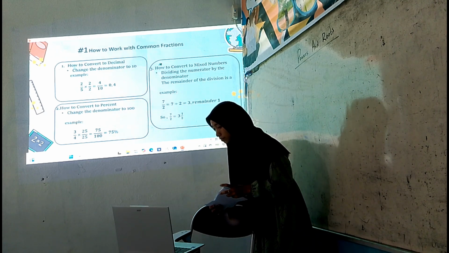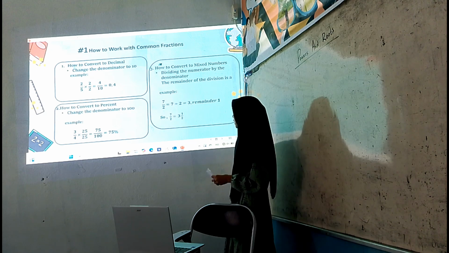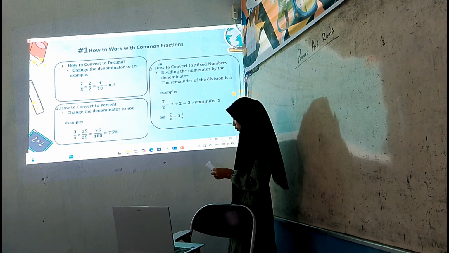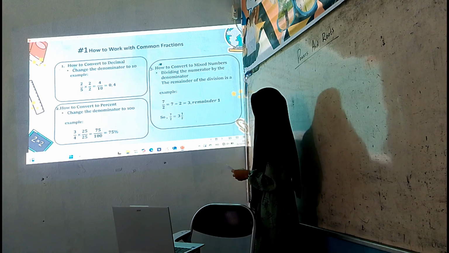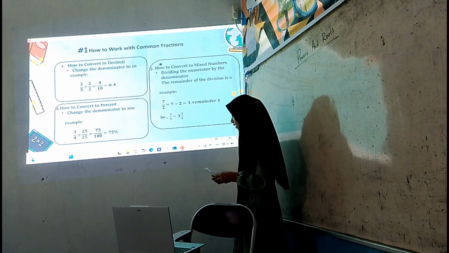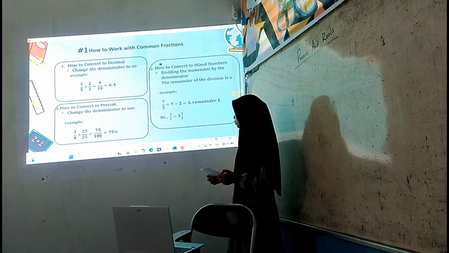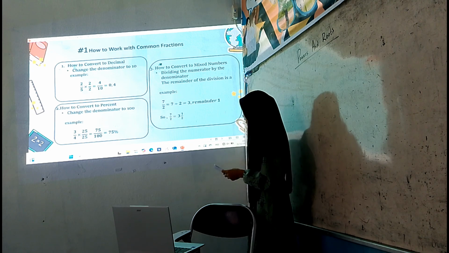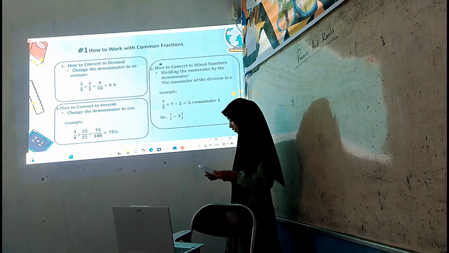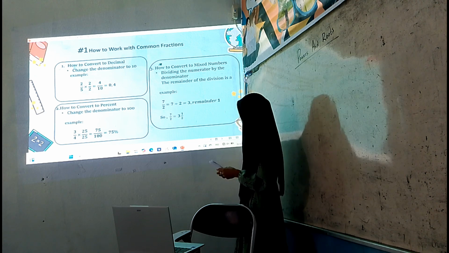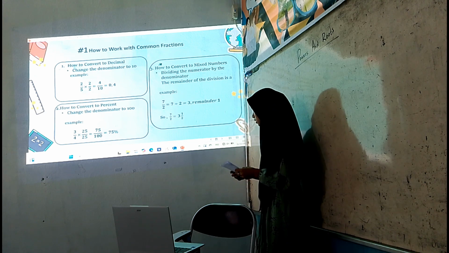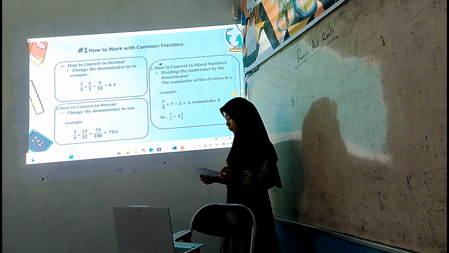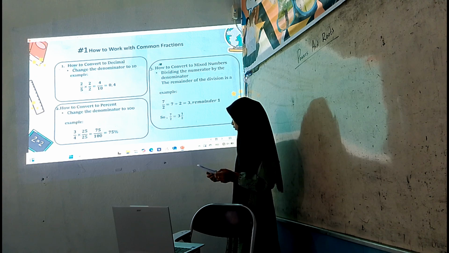How to convert to mixed number. We can do it by dividing the numerator by the denominator. The remainder of the division is the numerator of the fraction part. Example, 7/2. 7 divided by 2 equals 3, remainder 1. So 7/2 equals 3 and 1/2.